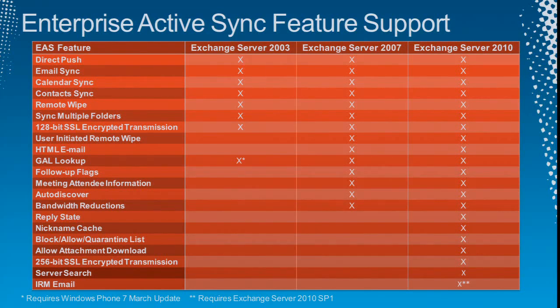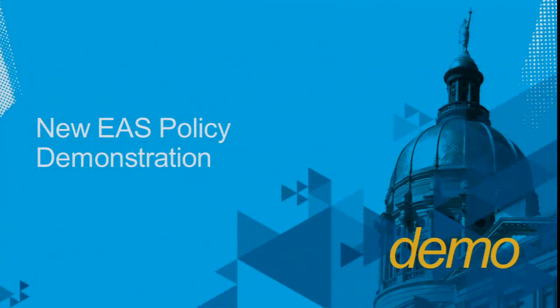I don't expect you to remember all these, but this basically is intended to show you that there is a little bit of functionality limitation on the Exchange 2003 platform. There's more functionality, obviously, in 2007. The big ones that you get in Exchange 2010 that none of the other ones have are the nickname cache, quarantine list, server search, which is a very big one, and then IRM, which we're going to demonstrate here in a few minutes. Any questions on this? All right, there'll be a quiz on these features later.